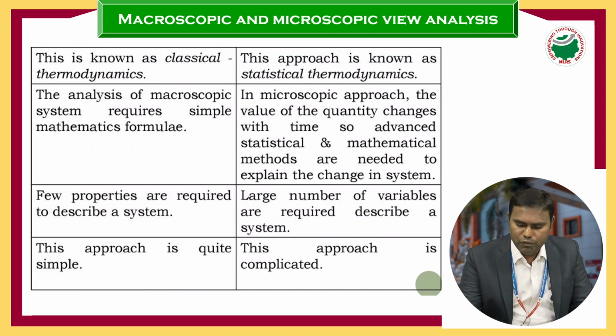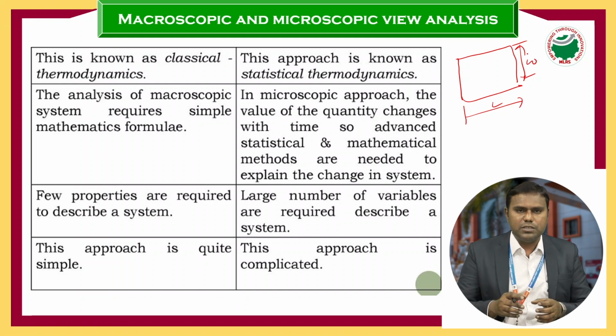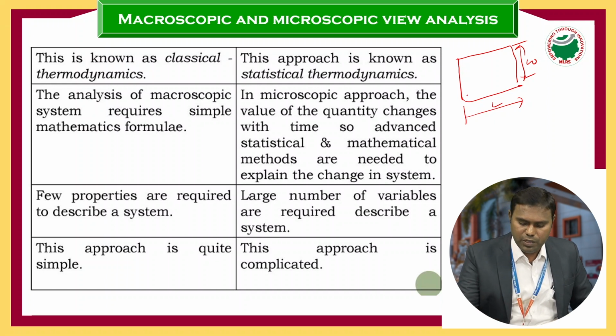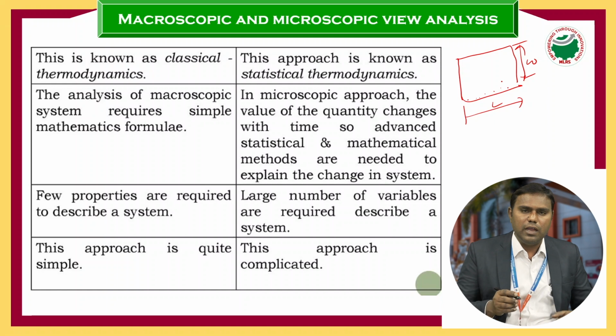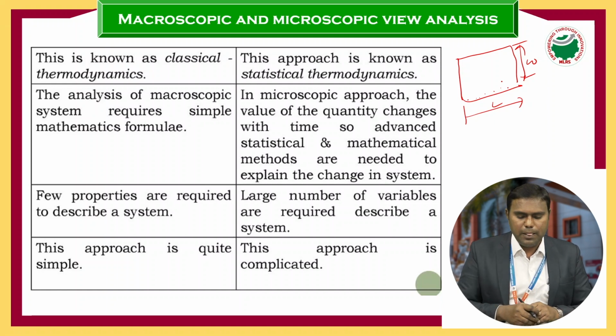For example, if I want to measure the area of this room, I simply take the length and the width. Multiplying the length and width gives the area. This is called macroscopic analysis. Coming to microscopic analysis, we consider the behavior of individual molecules, like measuring the area of this triangle, then this rectangle. That is called microscopic view analysis.